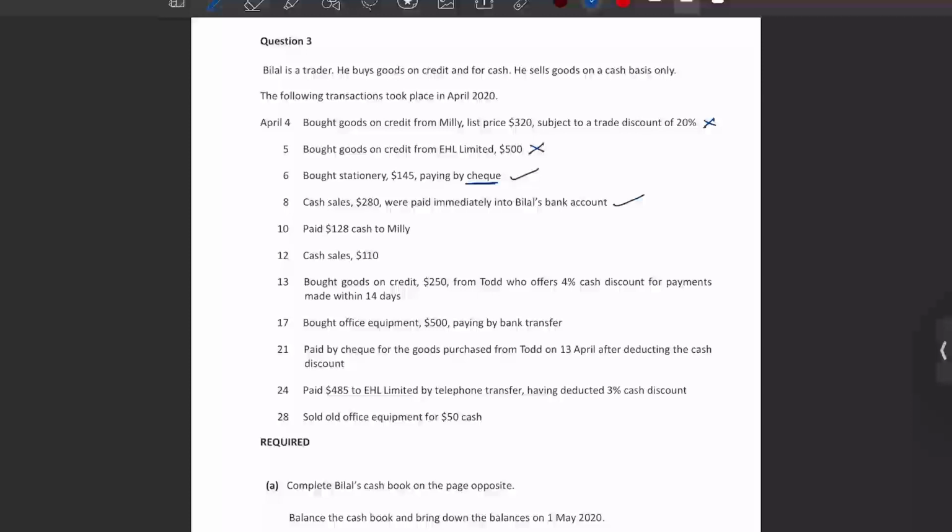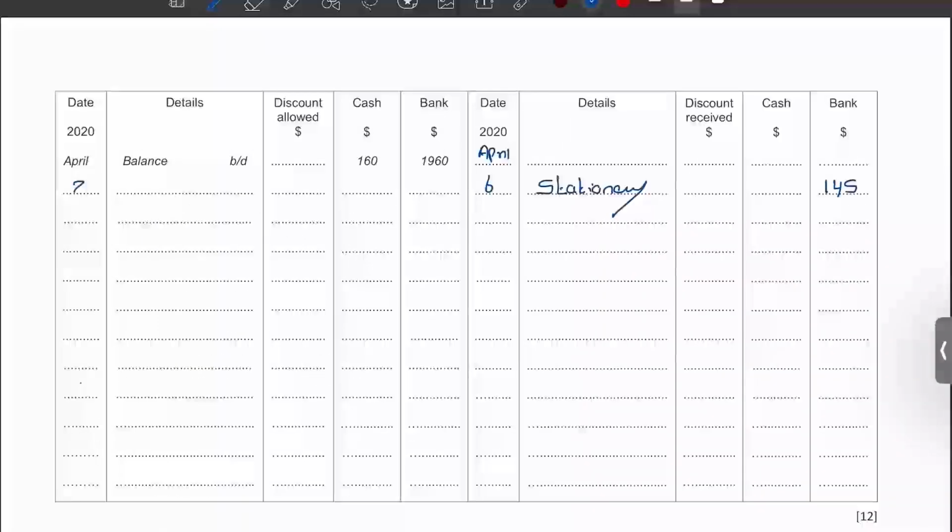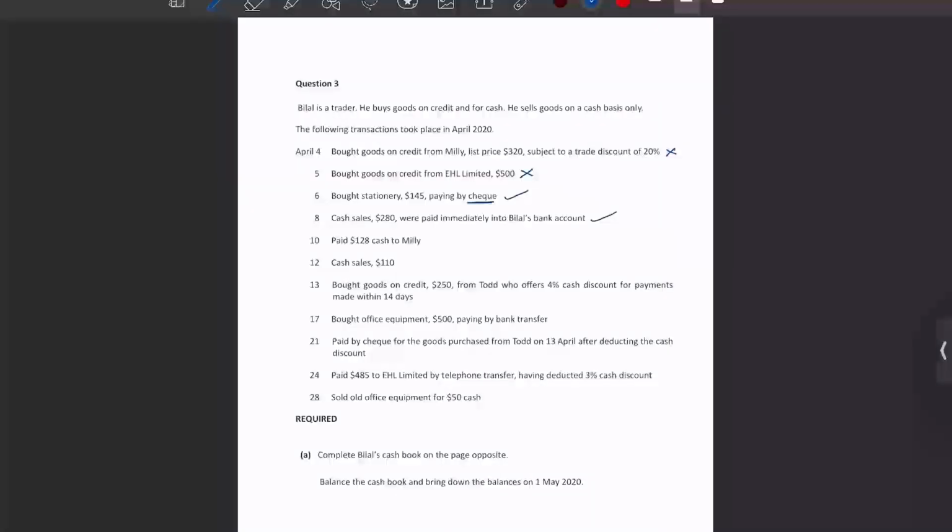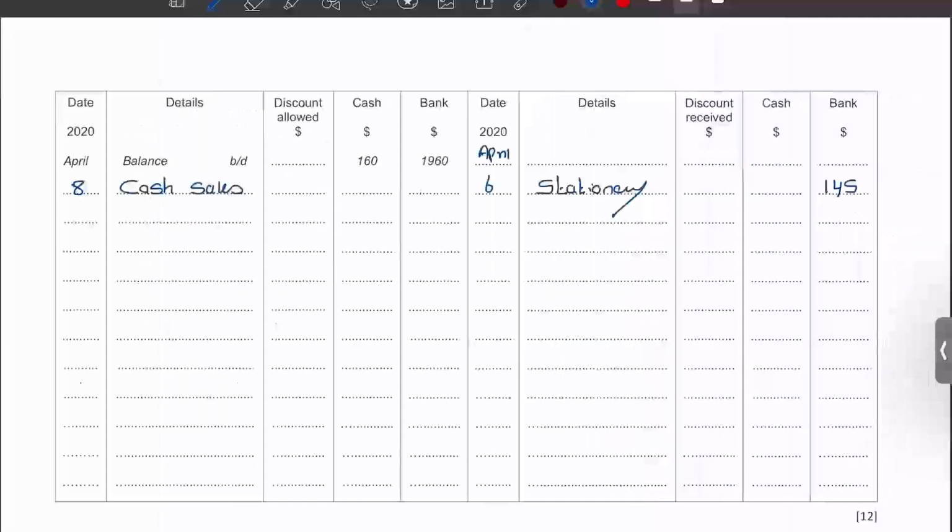So let me enter this now. Cash sales 280 were paid immediately into the bank account. The money in the bank will increase. Write the date April 8th. Say cash sales. It was paid immediately into the bank account. It won't affect cash. 280. In what situation does it affect cash and bank both together? If you take cash and put it into the bank account, or from the bank, if you take cash, only in those situations it will affect both cash and bank.